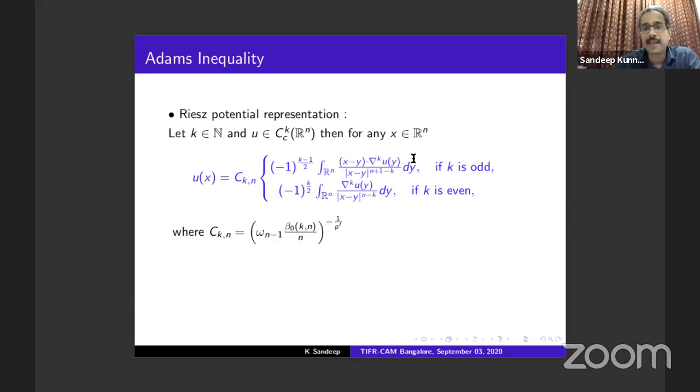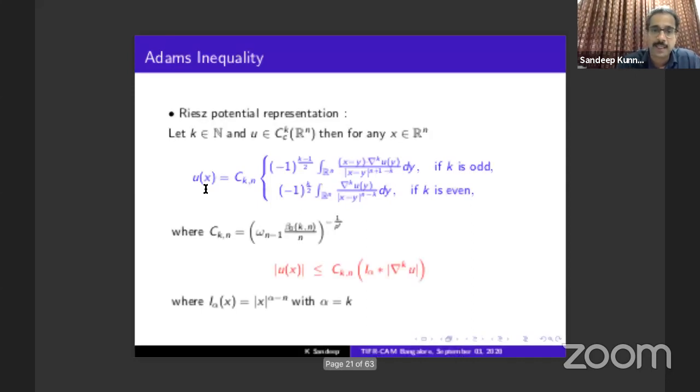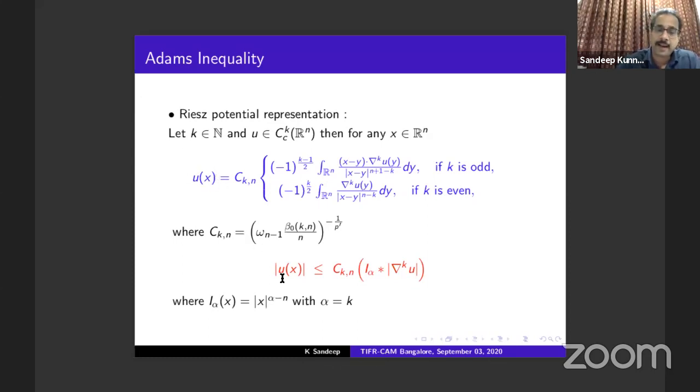You can see that when k is odd, it is x minus y by modulus of x minus y to the power n plus 1 minus k. And when k is even, then you have this. So it's basically your Riesz potential, and you have this explicit representation for these functions. I can even put it in a much simpler form by introducing a notation. I can write that modulus of u is less than or equal to the same constant Ckn times I alpha convolved with the kth order gradient of u, where I alpha is the singular function, modulus x to the power alpha minus n, with alpha equal to k. So I have a representation of u in terms of this kernel I alpha, convolving with the kth order gradient.